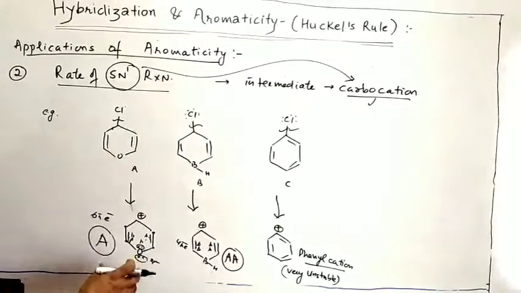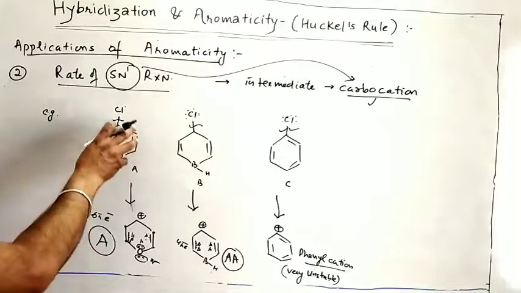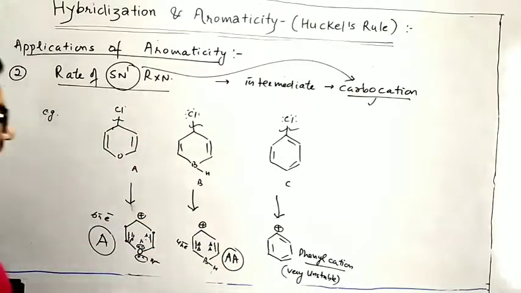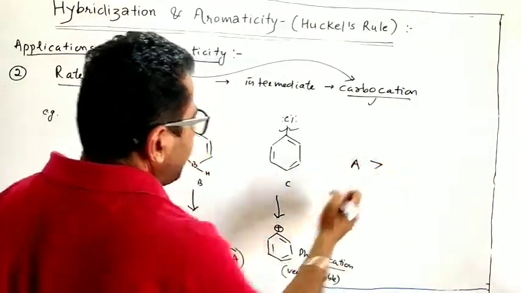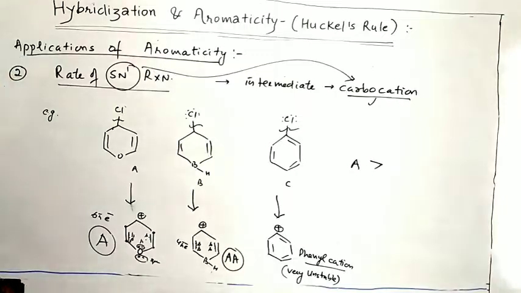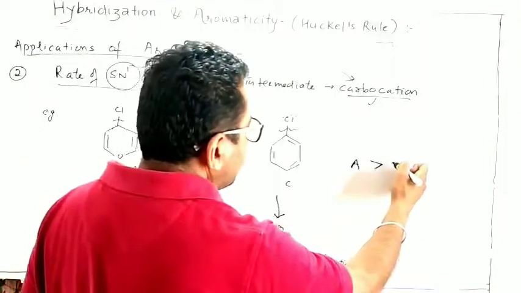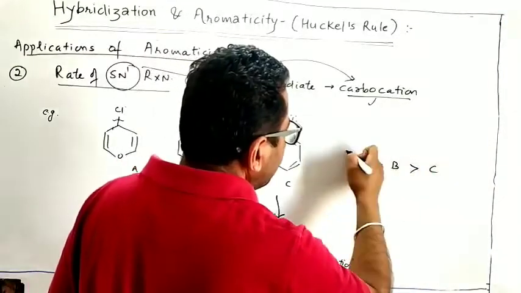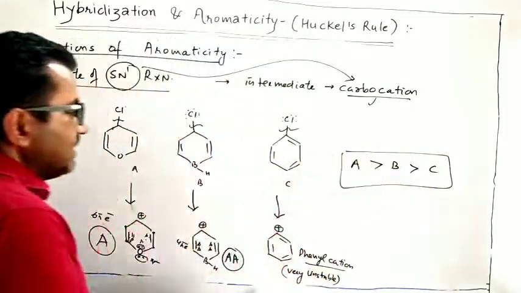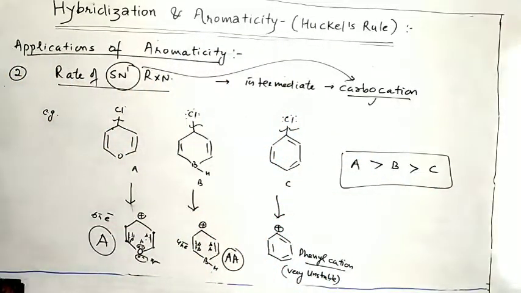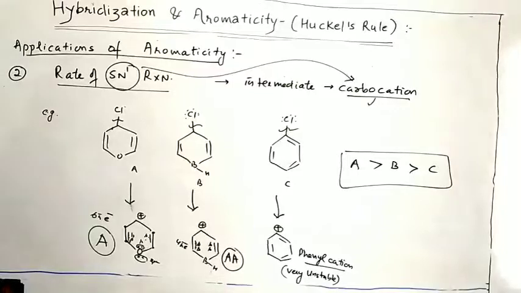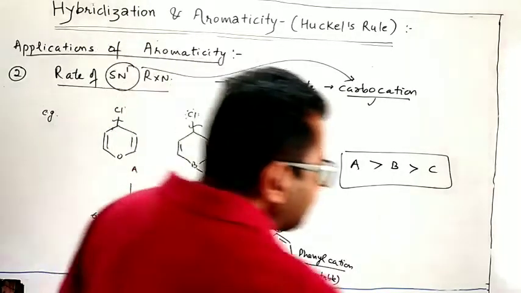A is giving aromatic, very good, it's a good compound, so A can easily undergo your SN1, so the reactivity of A will be more. Then your anti-aromatic, that is B, and then your C, because C will not form, because this bond cannot get a partial double bond character due to resonance. So this was your second type of applications. Now come to third.